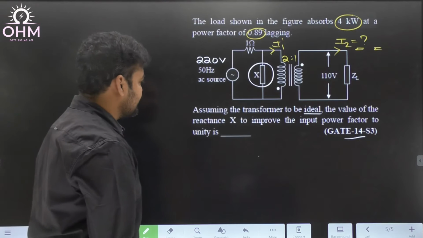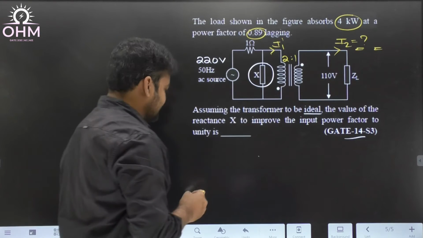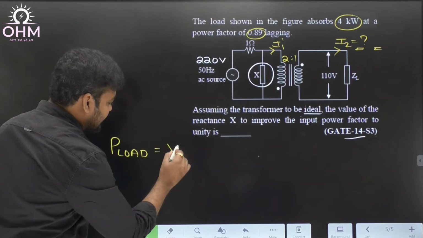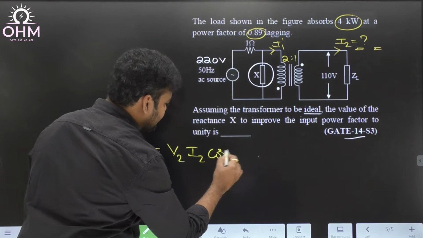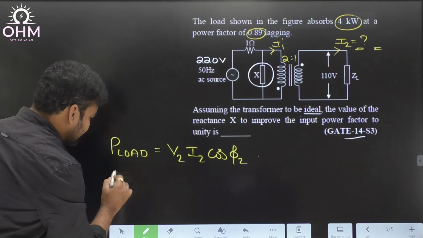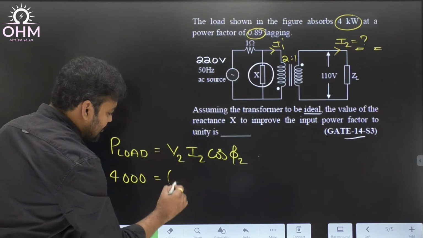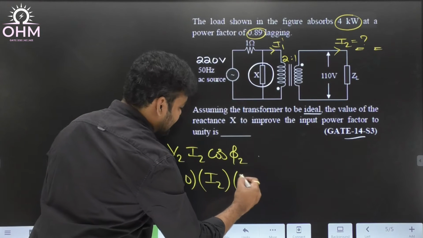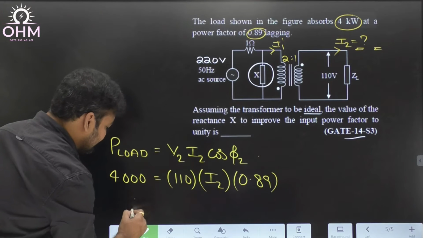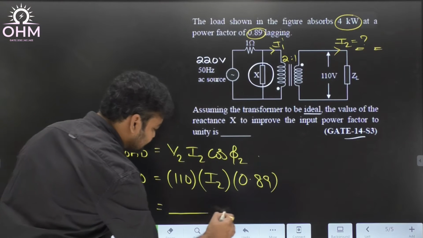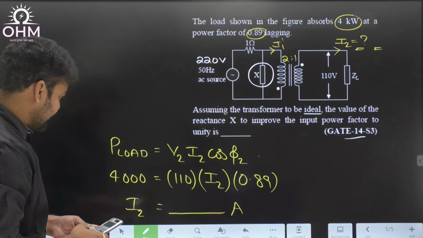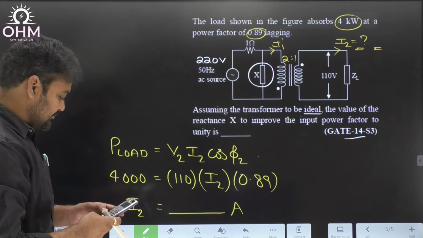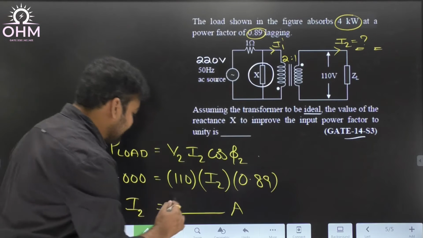Let's see how to proceed. First, our duty is to find the load current. What is the load power given? The load power is equal to V2 I2 cos phi 2, the active power. Now the power is 4 kilowatt, that is 4000 watt. Yes, output voltage is 110 volt. I2 I don't know, but the power factor we know. What is the power factor? 0.89 lagging. So from this you will get the I2 magnitude. So what is the value of I2? I2 will be equal to 4000 divided by 110 into 0.89. So I am getting 40.85 ampere.